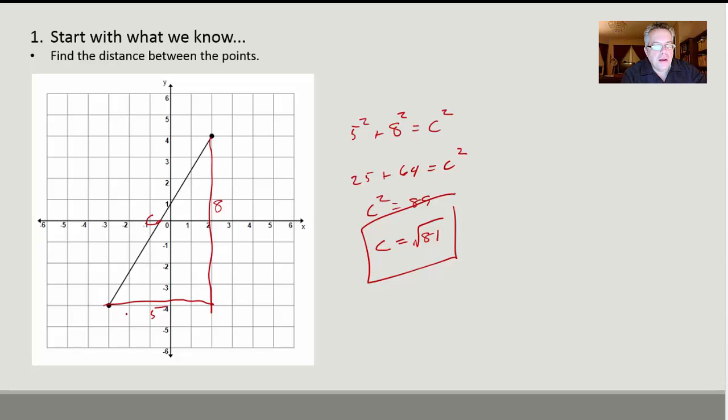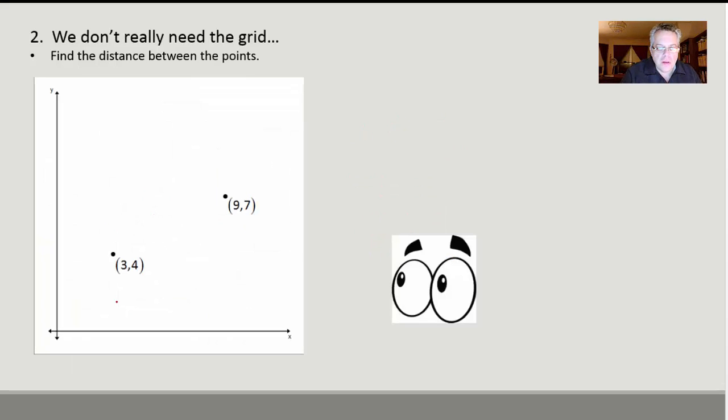Okay, now let's try something a little bit new. Let's take another step here. So in this diagram, we don't have the grid anymore. All we have are the points. We can still kind of draw a triangle here. Even though I don't have a grid, I can still use the coordinates of the points to figure out how much x changed by and how much y changed by.